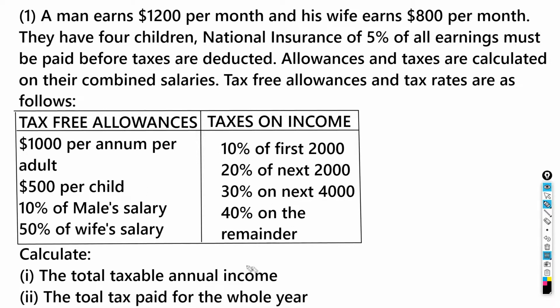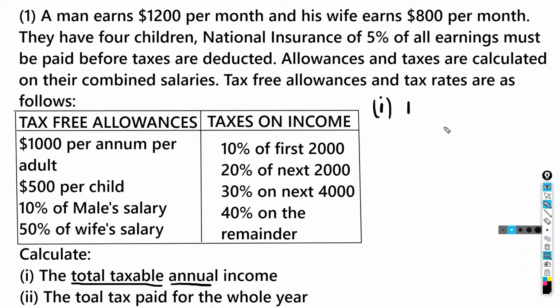So what this is saying, guys, is that they want the taxable amount, the amount excluding the tax-free allowances. So the first thing we're going to do for number one is find the salary of the man and the woman, how much they earn each year, because they want the annual income.